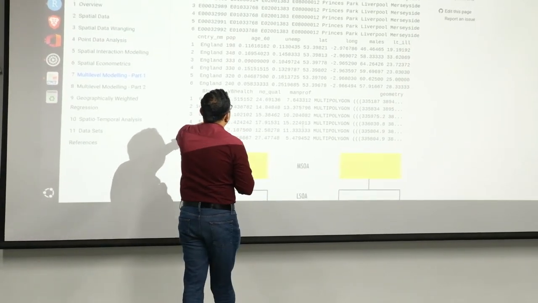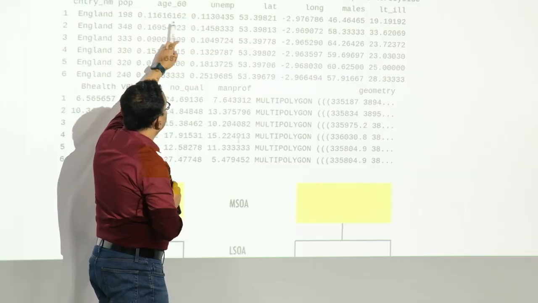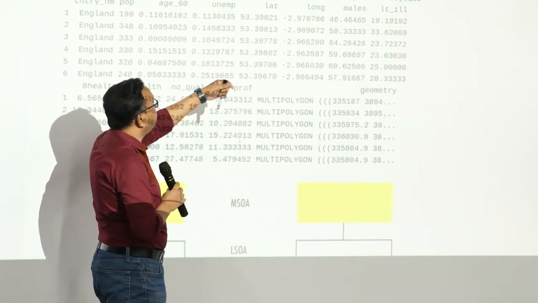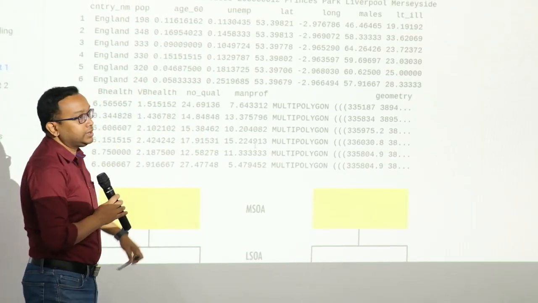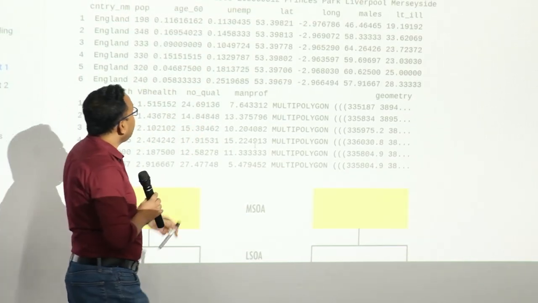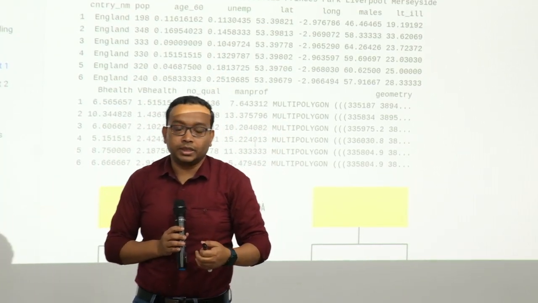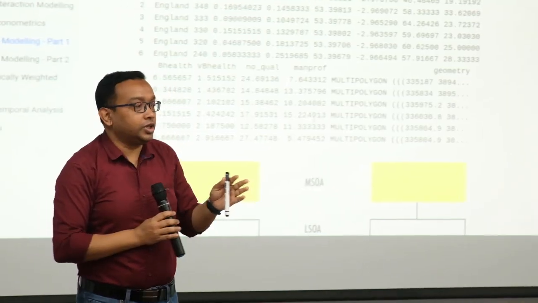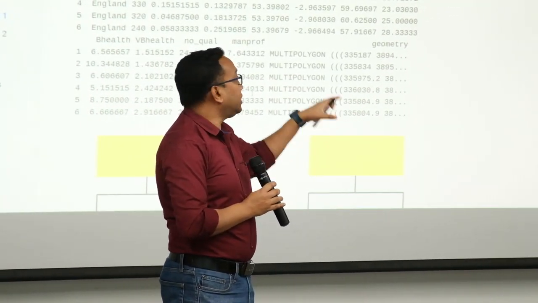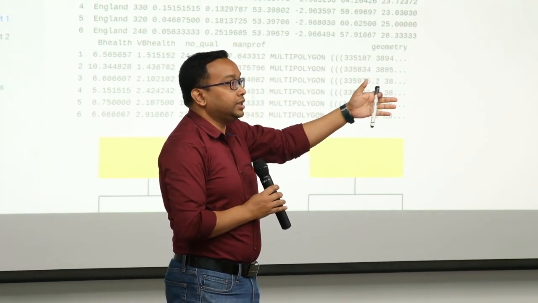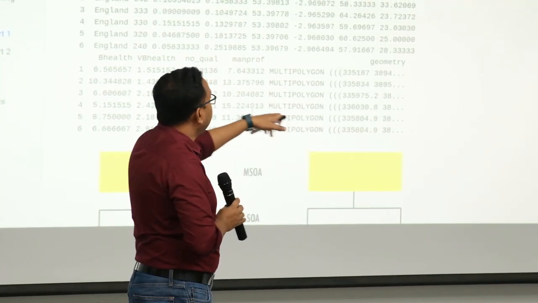Right? And then you have these predictors. These are individual level variables. These are district level or ward level spatial variables. Age 60 is the proportion of people who are more than 60 years of age. Then the proportion of unemployment. Remember when we said aggregate data, like the number of hospital admissions? You can also get the proportion of people in a certain age group at the aggregate level. It will not be individual level data, but you can get this.